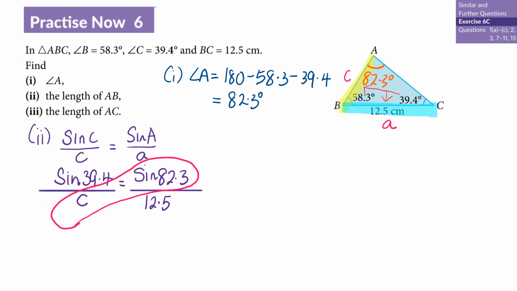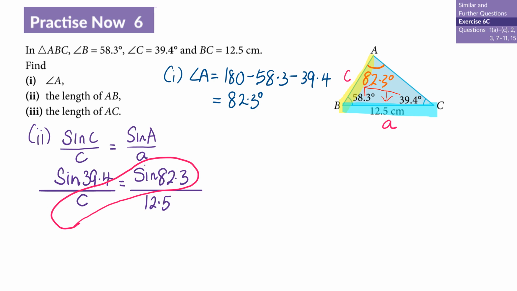All right. So the next step is we just fill in the value for the angle C, which is 39.4 over C, which is actually the length of AB. I should have just removed it and filled it up with AB. It's easier. Angle A is 82.3 over 12.5, and we're going to apply a shortcut here.